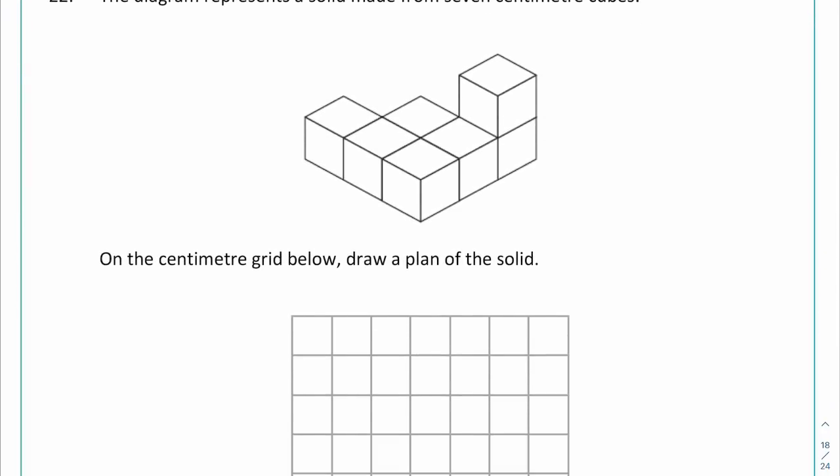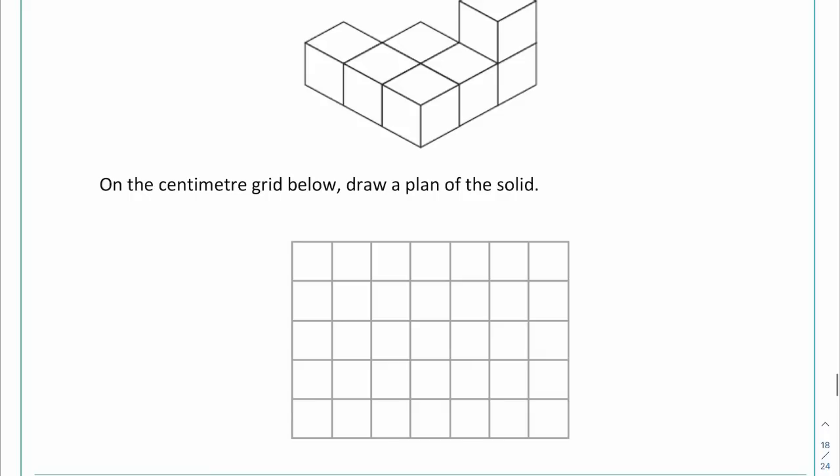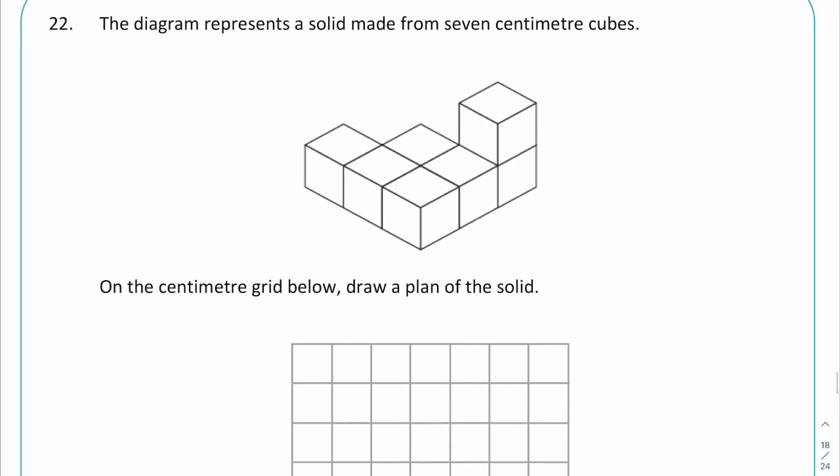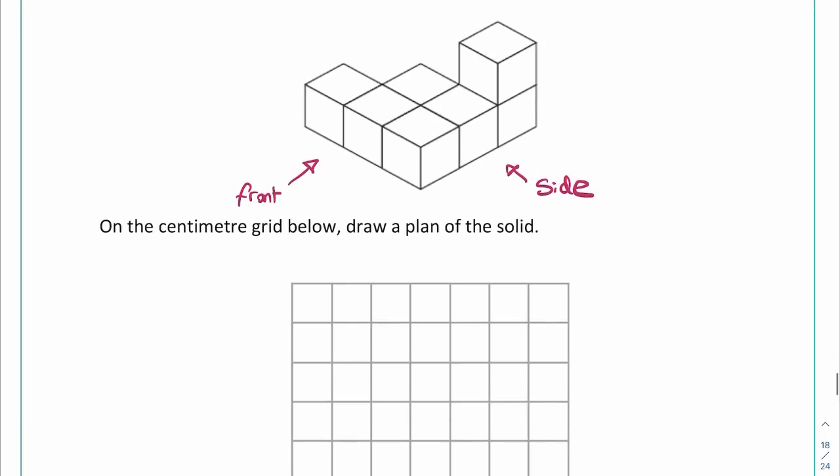So question 22, we have to draw a plan. A plan is the view from above. Again, you could only really be asked the plan for this particular diagram because it doesn't tell us where the front or the side are. Okay, so normally it might have some arrows that might say something like this. It might say this is the front and this is the side. And when they do that, it's normally because they want you to actually draw a front or a side. But a plan is from above.